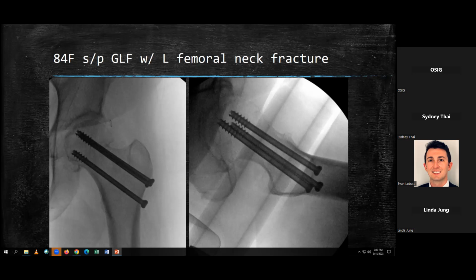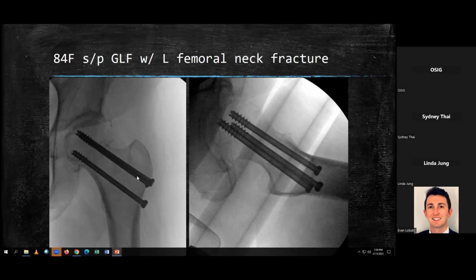thinking about that, ask you to start understanding some of the rationale for understanding what's called lagging and trying to get compression at your fracture site. So the shortest way I can think of explaining it is when you have to drill a hole, right? So there's not just a pathway for these screws there, right?